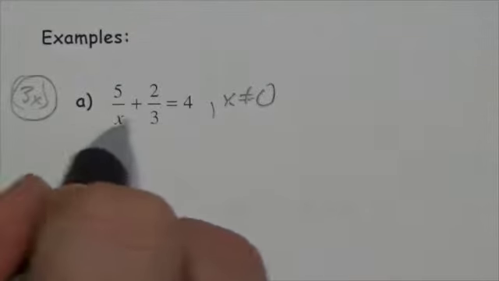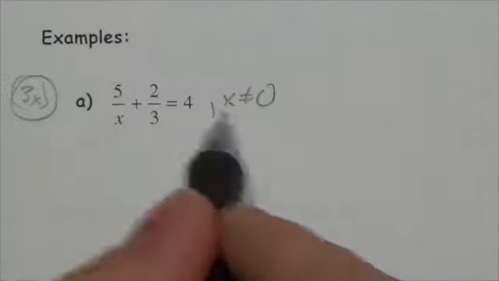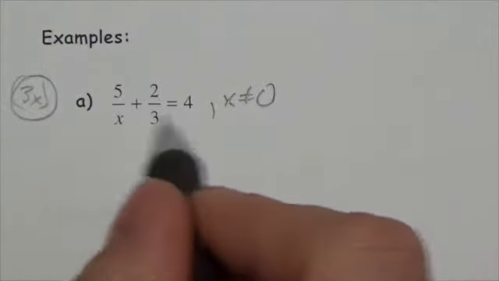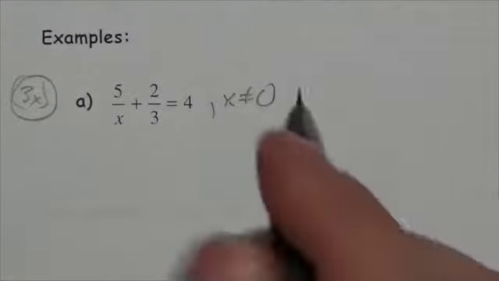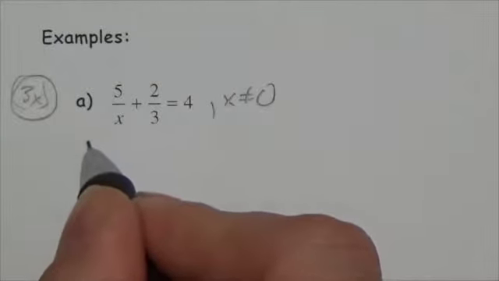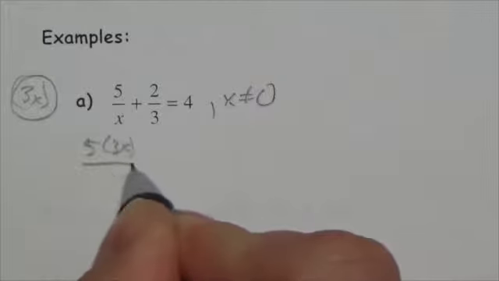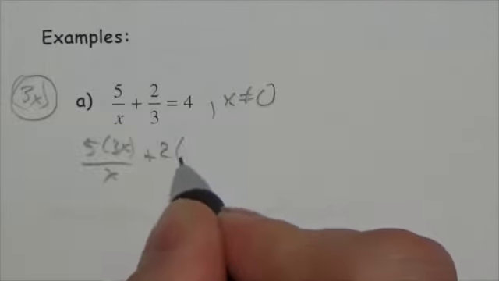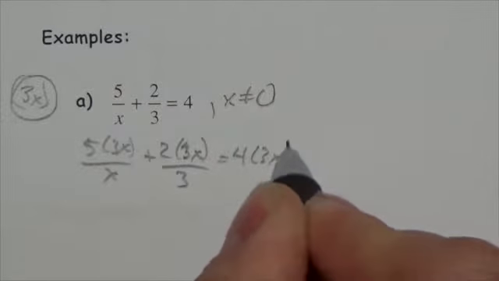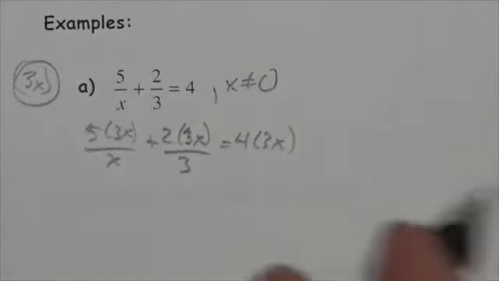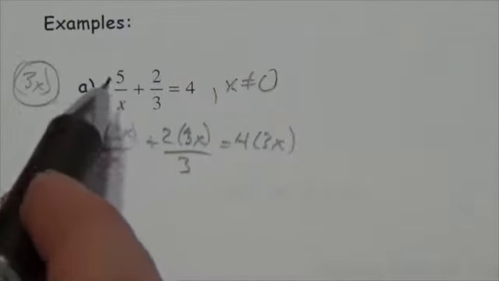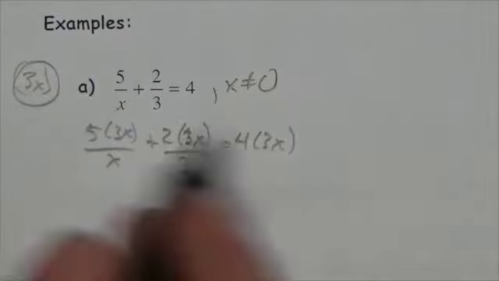Now I'm going to multiply this through by every term. When you multiply this by every term in this equation, essentially every numerator is going to get an extra 3x in it. So this is going to be 5 times 3x over x plus 2 times 3x over 3. And on the right-hand side, it'll just be 4 times 3x. Every numerator. A mistake a lot of people make here is they just don't do it to every term. Every numerator gets this.